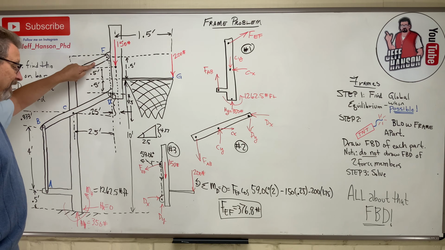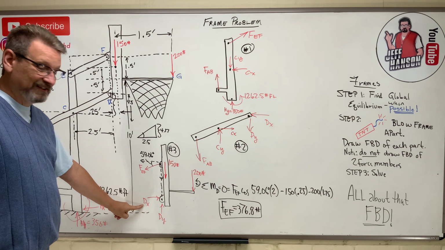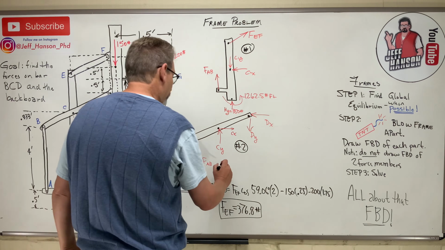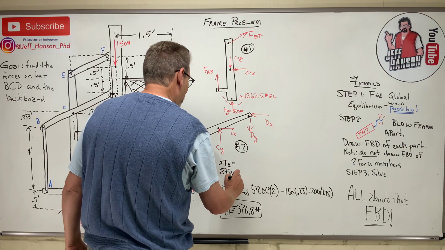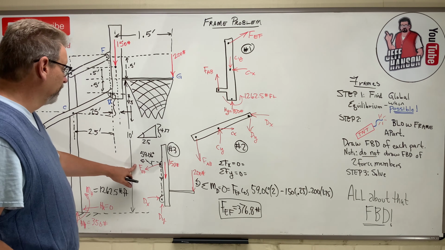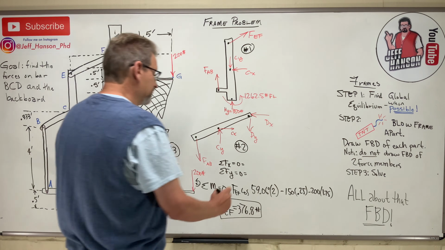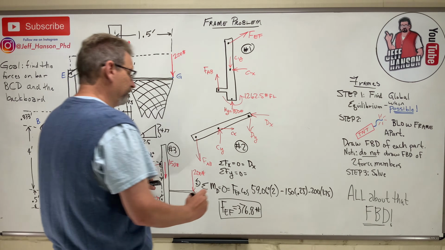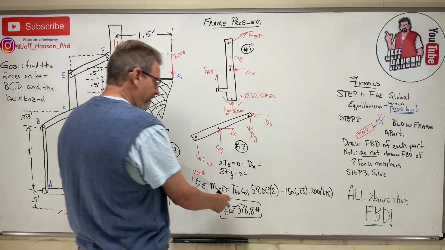Now, how does that help me? Well, they asked me to find all the forces on the backboard, so now I can get dx and dy, can't I? I can by just doing the sum of the forces in the x and the sum of the forces in the y. Because I know FEF, I know everything over here, don't I? So the sum of the forces in the x would be dx positive. Okay, what else is in the x? Minus FEF cos 59.06.